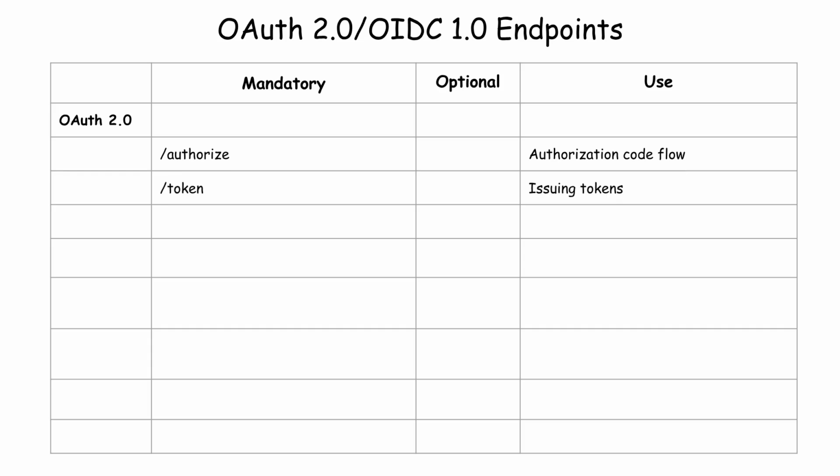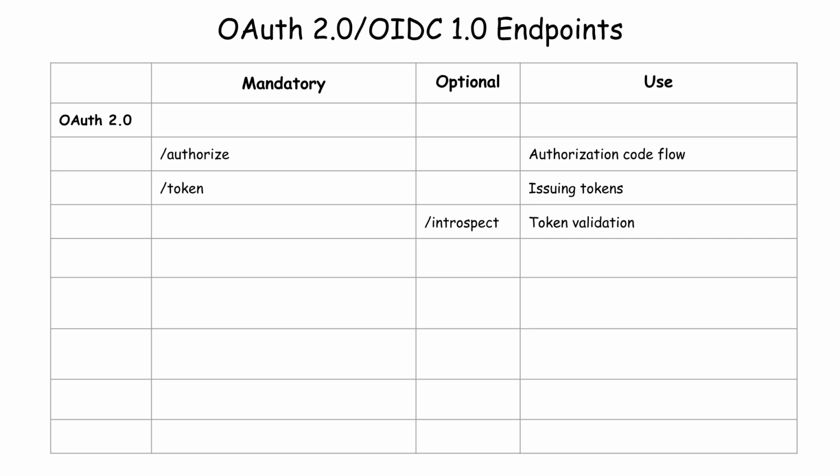And the /token endpoint, which is a secure back-channel endpoint where our application exchanges credentials, like an authorization code, for the actual access tokens. Optionally, OAuth 2.0 defines an /introspect endpoint, which a resource server can use to validate a token and check if it's still active.